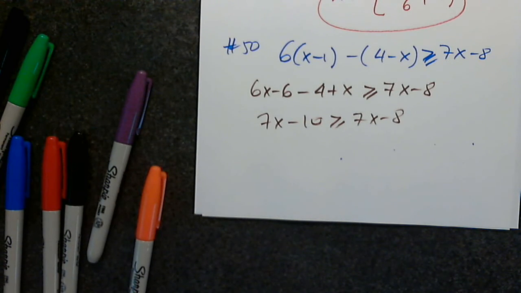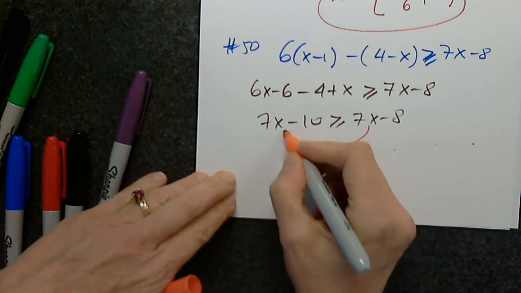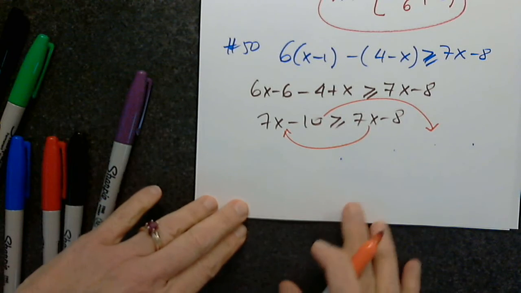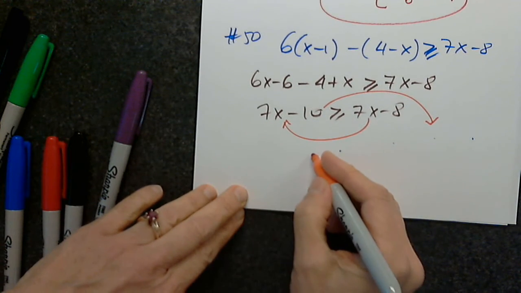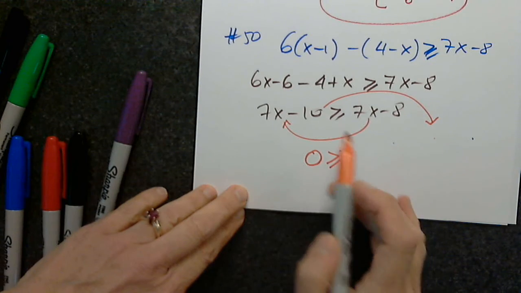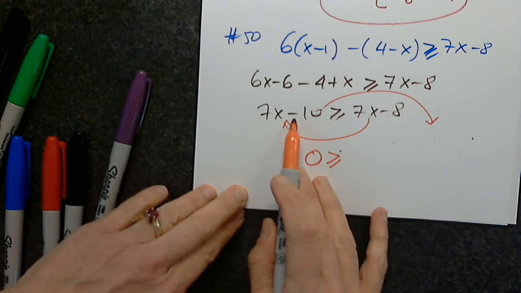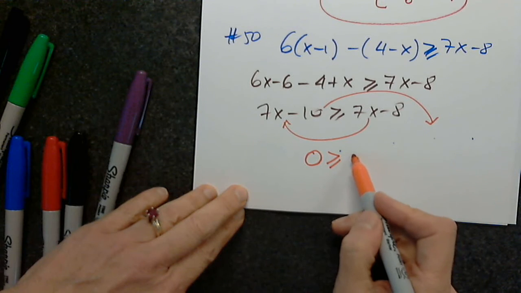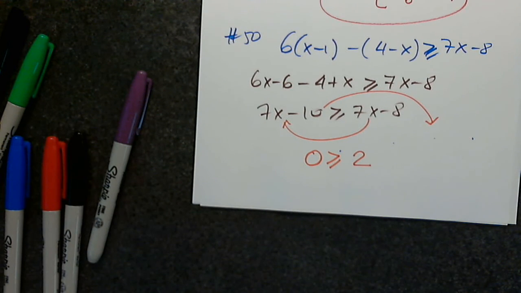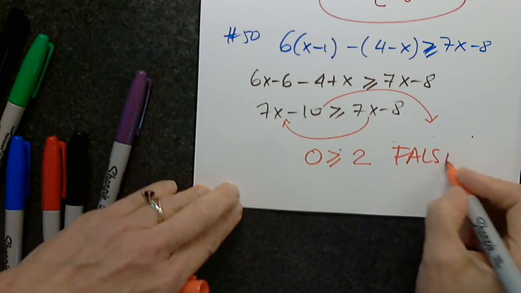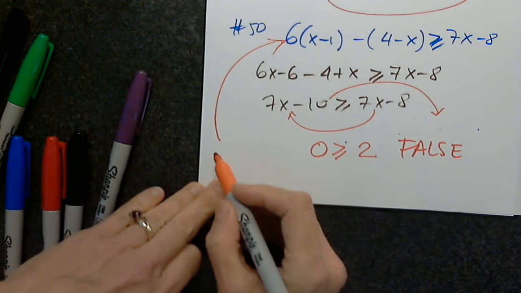What would be the next step? I will move 7x and I will move negative 10. What happens when I move 7x to the other side? What do I get? 0. Very good. Greater than or equal to. When I move 10 to the other side, negative 10, it becomes positive. 10 minus 8 is 2. What do you think about this statement? If somebody says to you, it's better to have $0 in your pocket than 2. 0 is bigger than 2. What will you say? False. It's a false statement. And what do we conclude about this inequality?